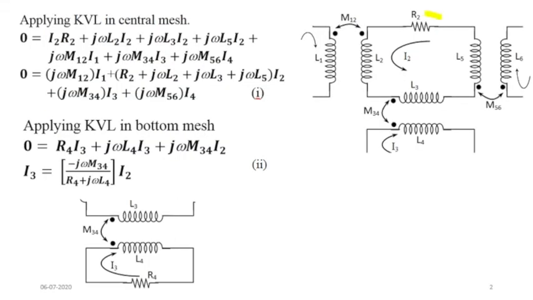So we are now considering to write the KVL equation of the central mesh. The current here is I2. The current in the left mesh is I1. Here it is I4 in the right mesh, and here it is I3 in the bottom mesh. There are mutual couplings M12, M34 and M56.